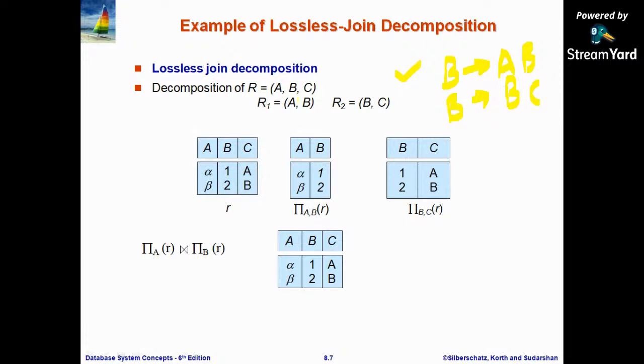So how do you check whether the decomposition is lossless or not? You first have to find the common field between the decomposed relations. For that common field, its functional dependency to either relation R1 or relation R2 should hold. What is relation R1? Relation R1 is AB. And what is relation R2? Relation R2 is BC. Any one of them should hold, and only then is the decomposition lossless.